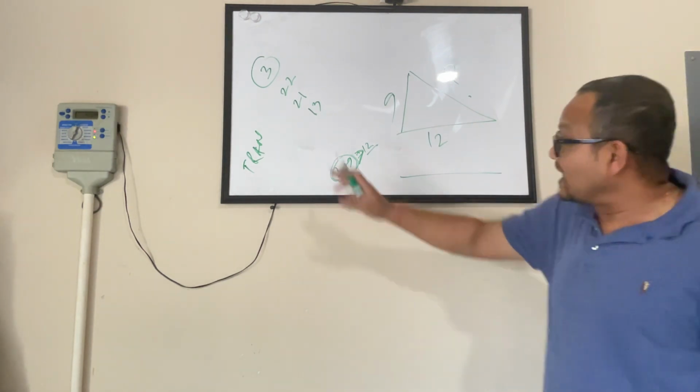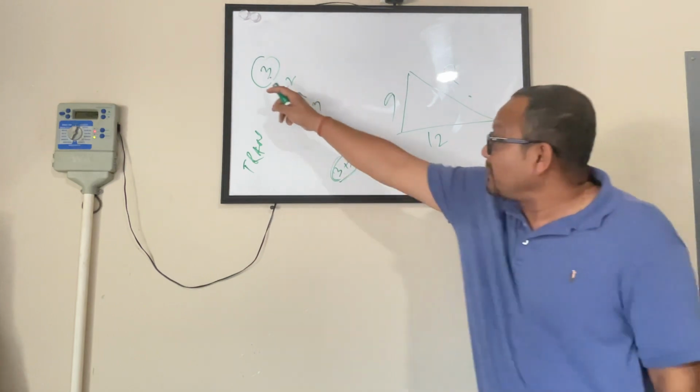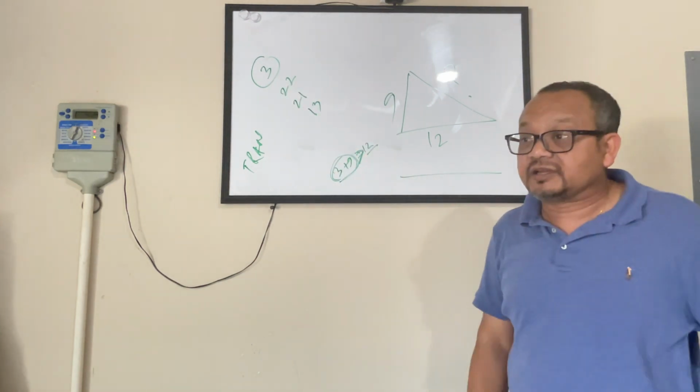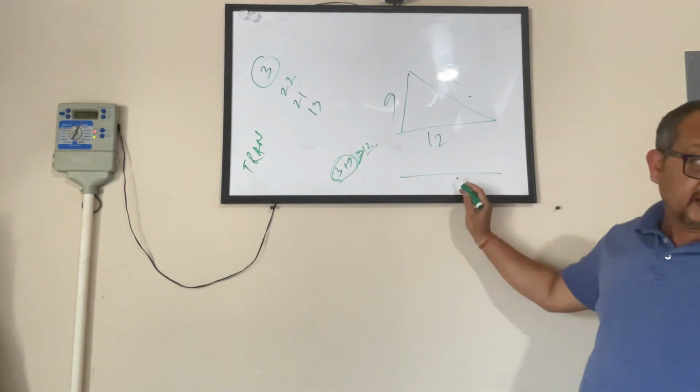I'm saying, can 3 be one of the sides? No. Why? Because the sum of any two sides has to be greater than the third side. It cannot be equal to or less than. Look at this practical example.